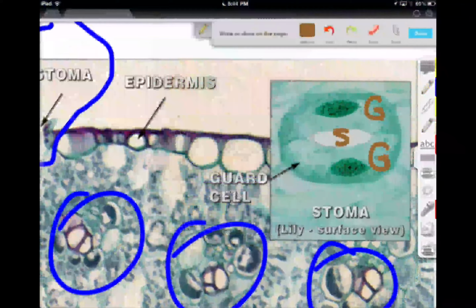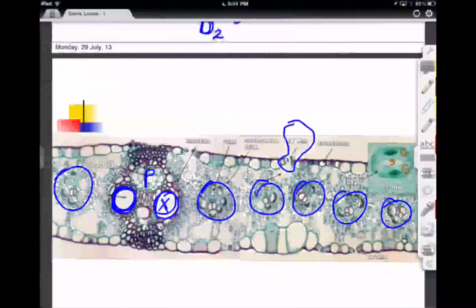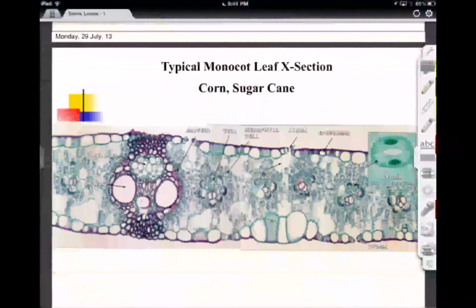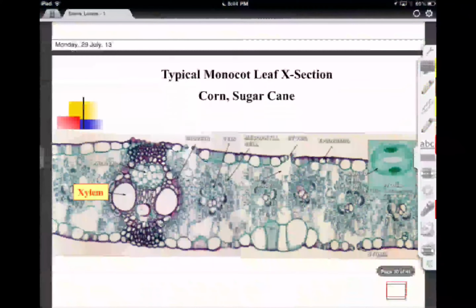When you look at dicot leaves, you don't see them having these stomata on the upper surface. That's really kind of a lower surface thing. So corn, sugarcane, right? Because they have parallel veins, they're just higher heat plants. They're into this. So pretty cool stuff.